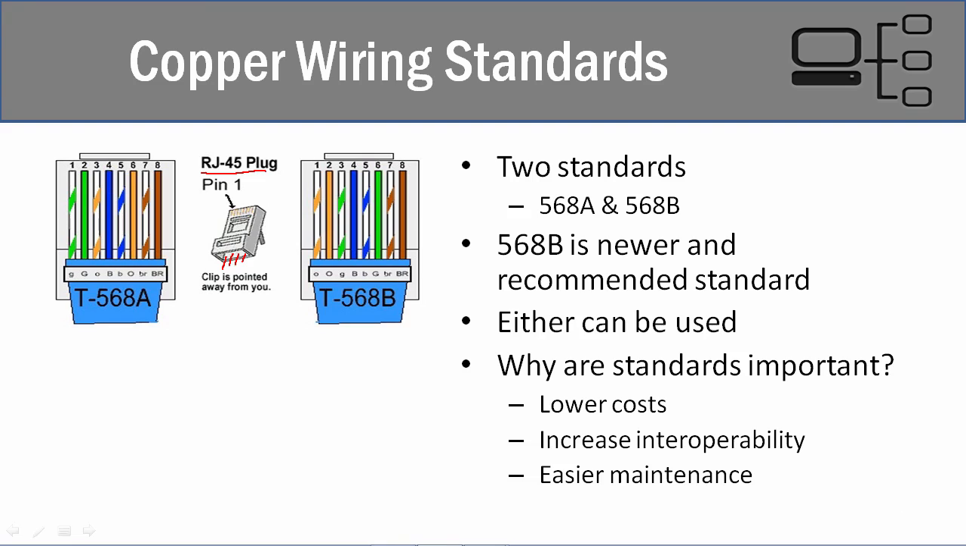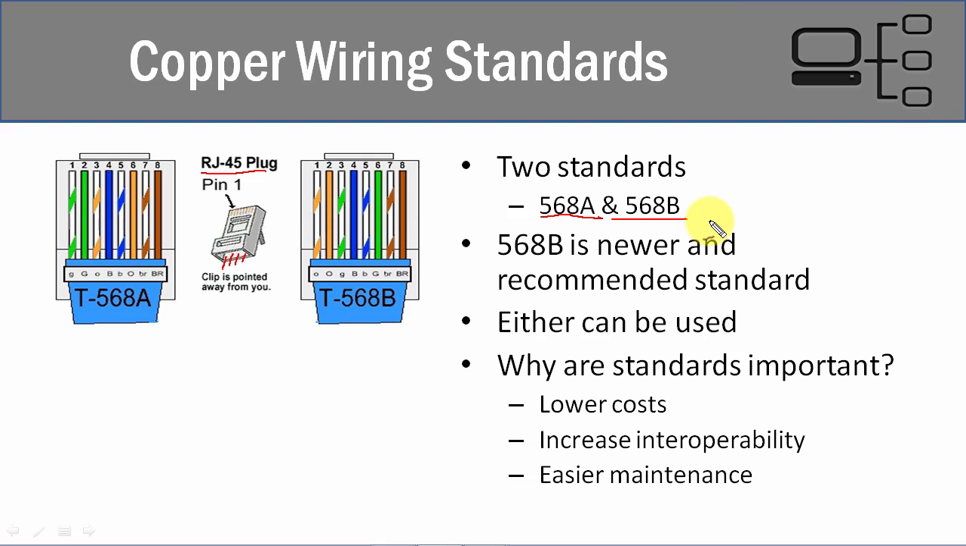So with that said, let's talk about the two standards. There's a 568A and there's a 568B. Between them, they actually work the same on the network. The only difference is how the cables are ordered on them. 568B is a newer order and a newer standard than 568A, and it is the recommended standard.